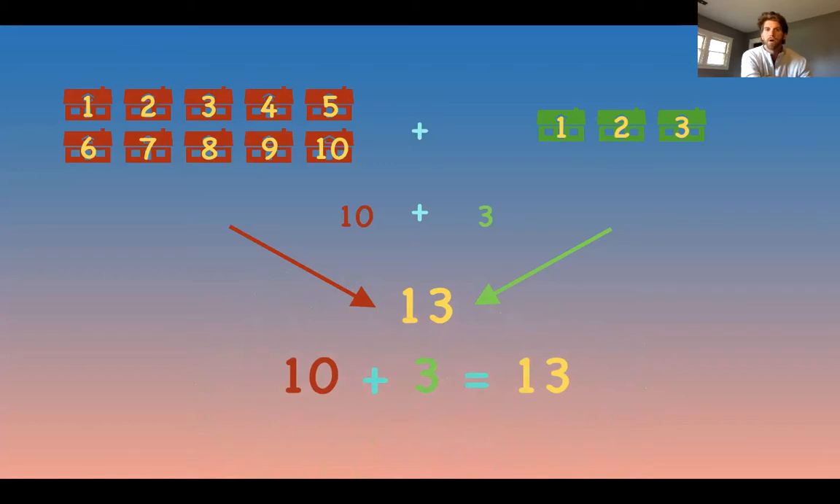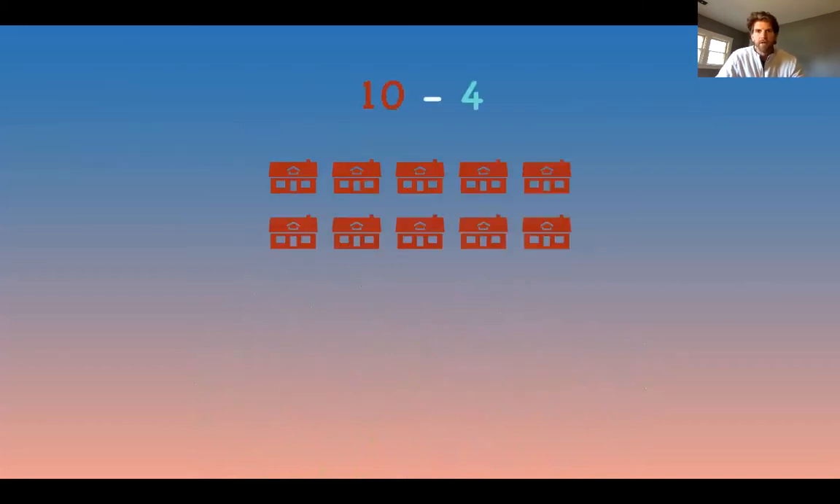Now the parts of my addition problem are 10 and 3, and my whole number is 13. Let's go down and do a subtraction problem here. The number I have in red is my whole number. That whole number is 10. My job is to take 4 away. I want to do 10 minus 4.